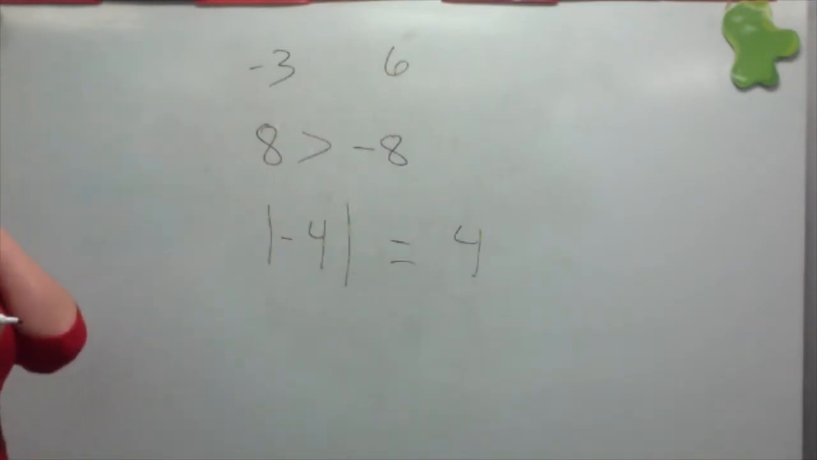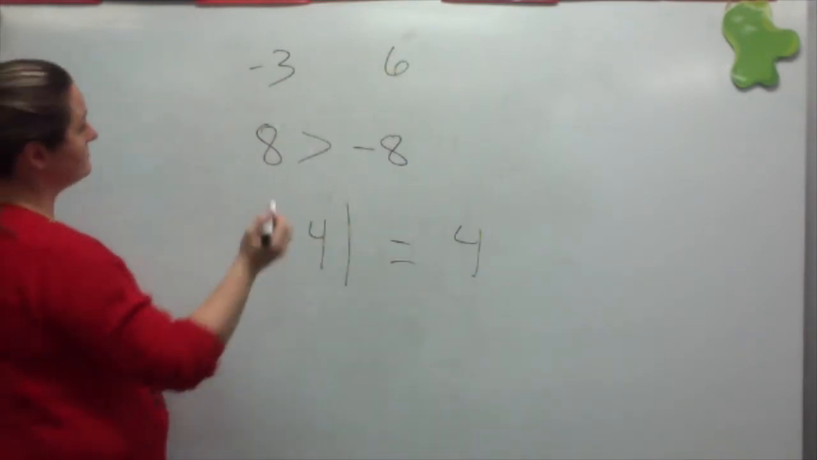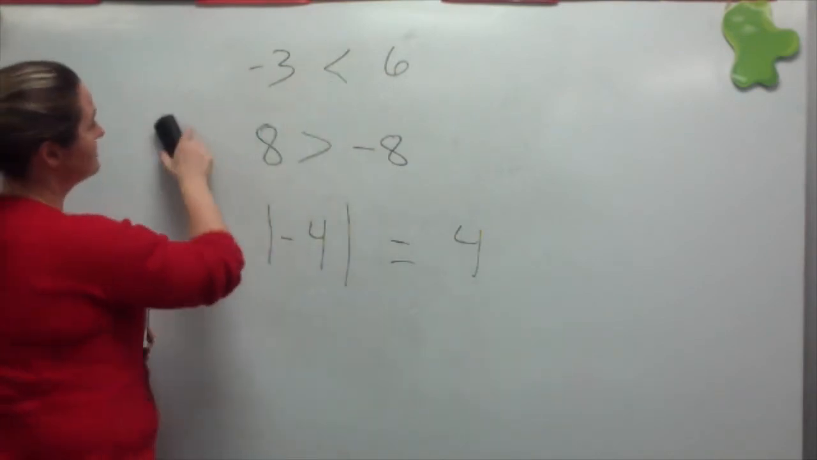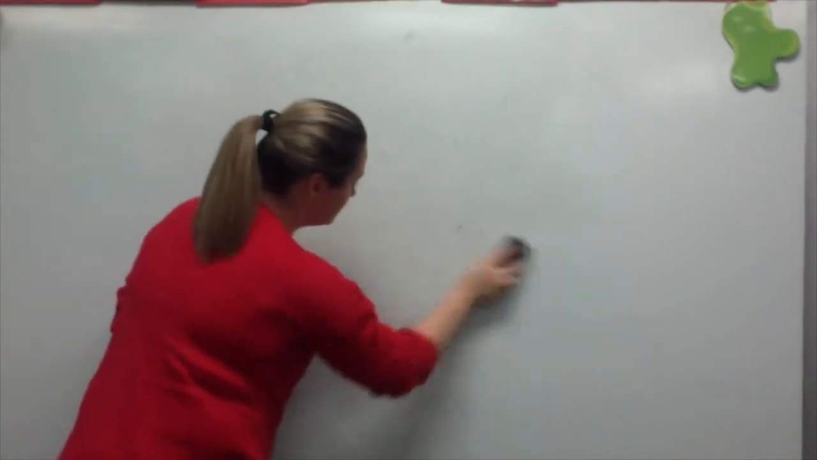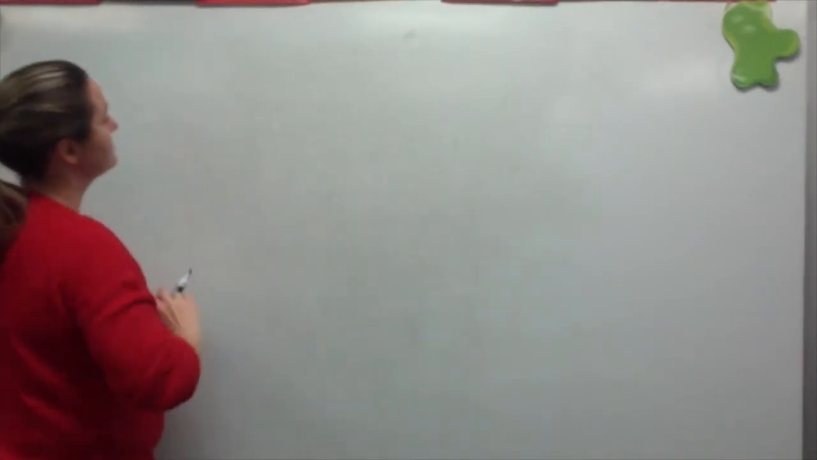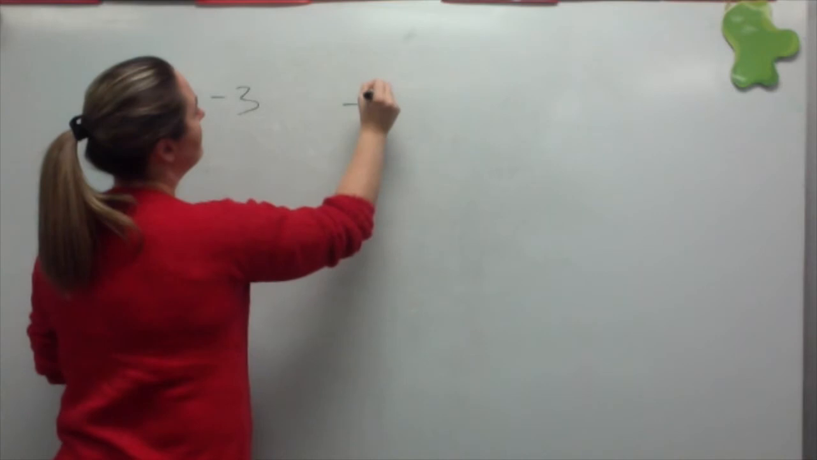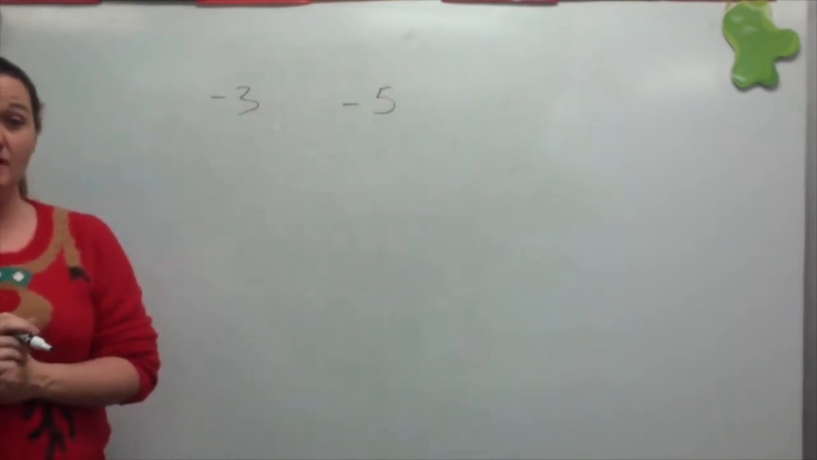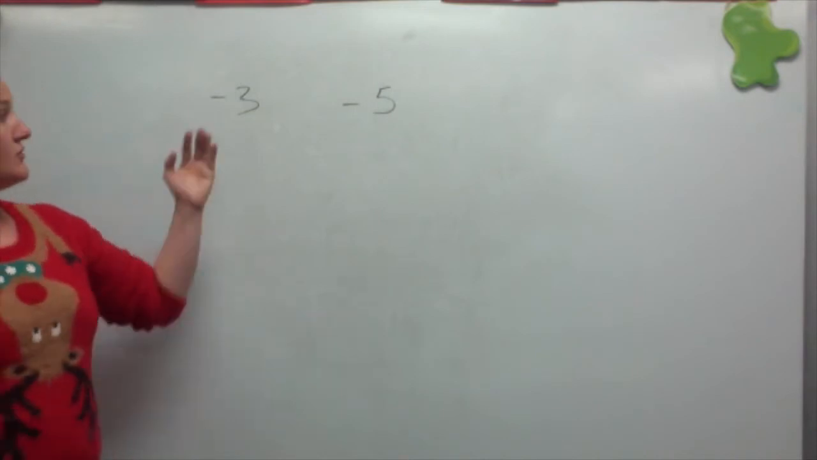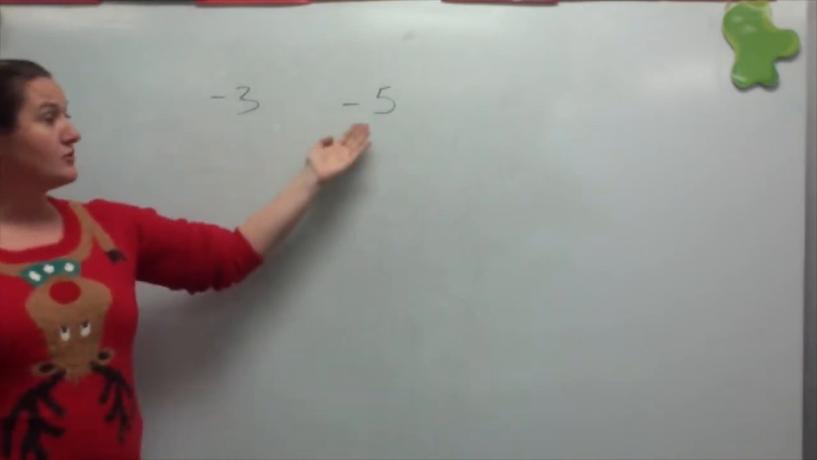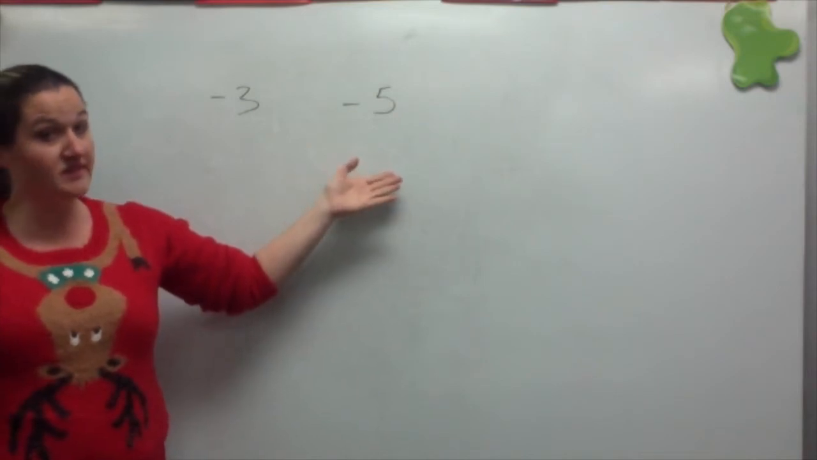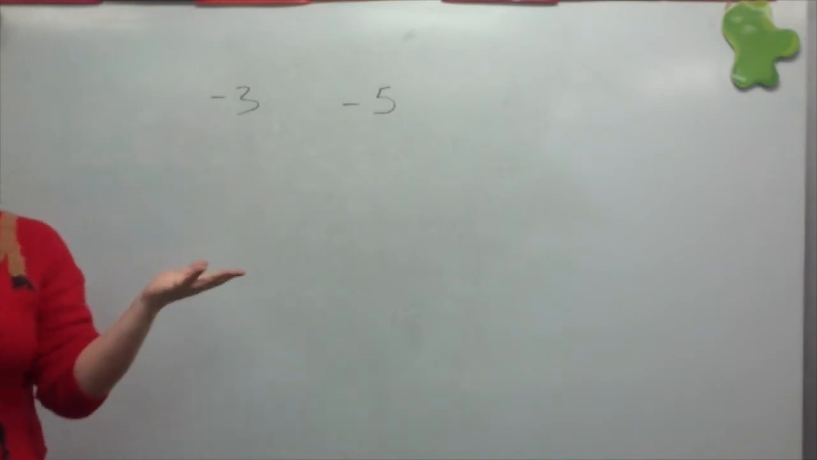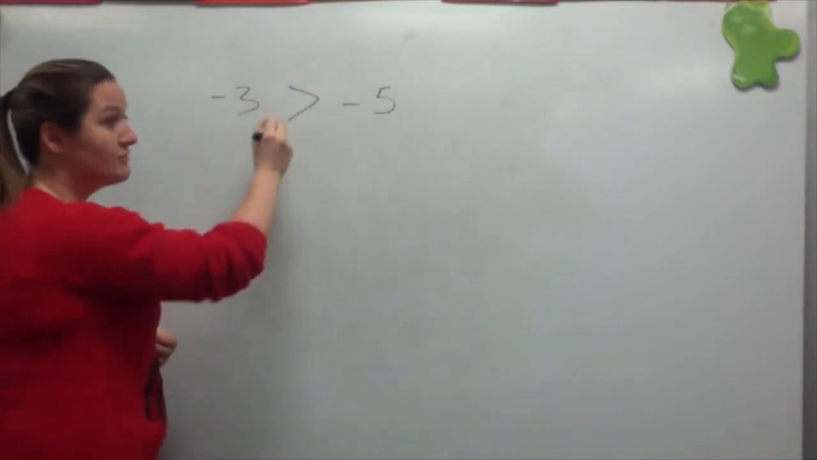Which is a larger number, -3 or 6? If one number is a negative and the other one's a positive, the positive is always going to be the larger value. I'd rather have money than owe somebody. Now let's look at negatives. Which is the larger value? Again, think about money. Would I rather owe somebody $3 or would I rather owe them $5? They both kind of stink. I don't want to owe anybody money, but if I had to choose which is the better value, which is the bigger number, it's -3.